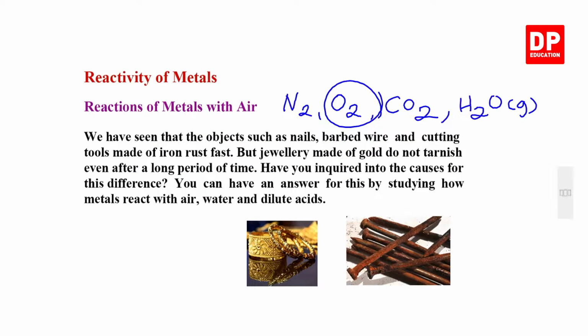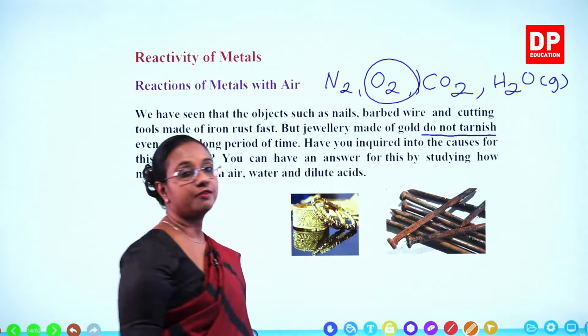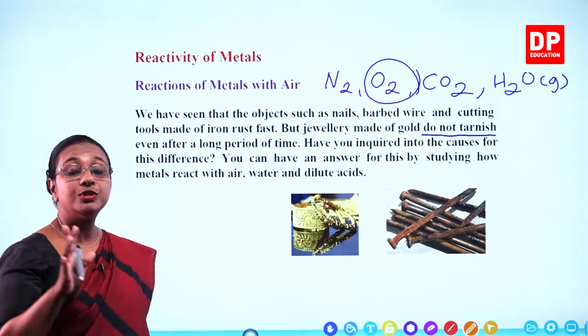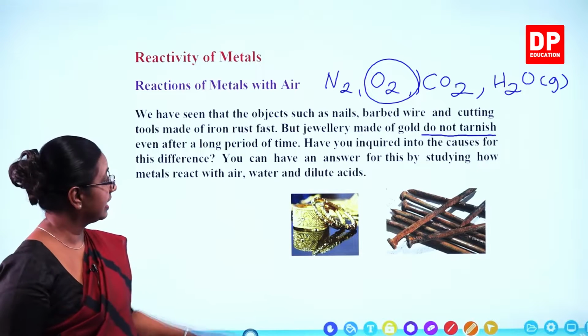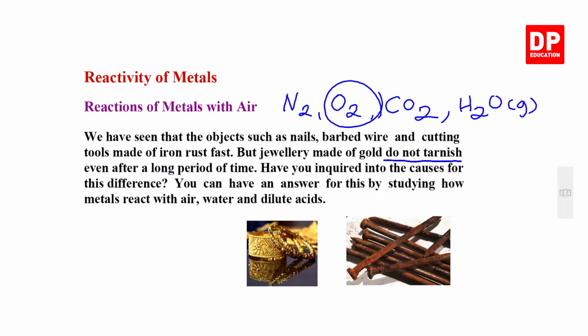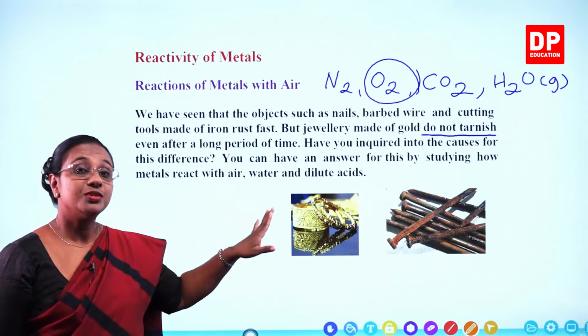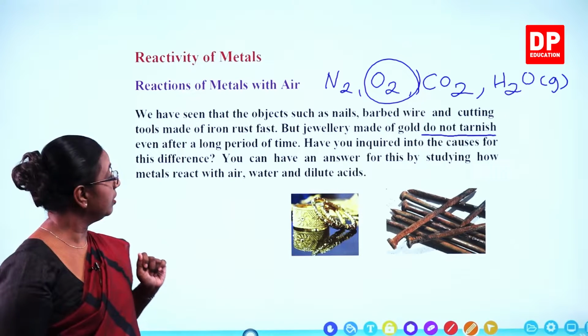But jewelry made of gold do not tarnish even after a long period of time. You know the meaning of tarnishing. The losing of shine of metals, that is tarnishing. Have you inquired into the causes for this difference? So, that is what we are going to do now.